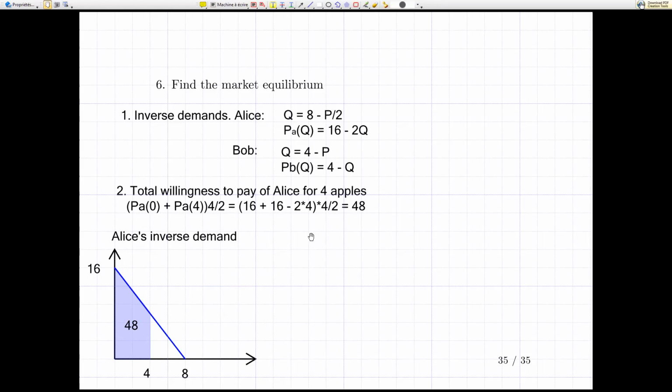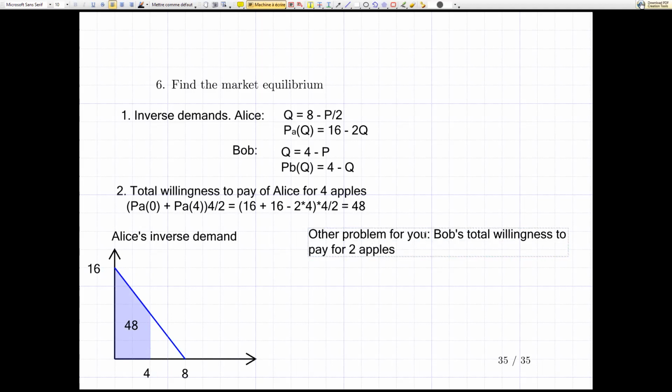So make sure you can try. If you want to practice more, that's just this 16 minus 2 times Q. So Q is 4 here, so that's 16 minus 2 times 4. I'll let you try and do that on your own.